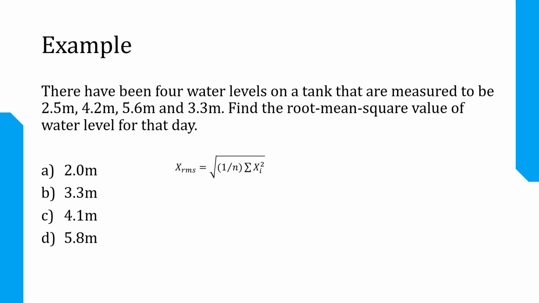For starters, let's jot down the formula that we were just introduced to. We're trying to find the root mean square, which is on the left side of the equation, so we need to determine what n is, as well as xi. With n being the number of data points, which is 4 in this scenario, we know what 1 over n will be. Now we just need the sum of the data points squared. That will be 2.5 squared, 4.2 squared, 5.6 squared, and 3.3 squared, all summed together. When you plug that into your calculator, you'll get roughly 4.1, which is your answer.